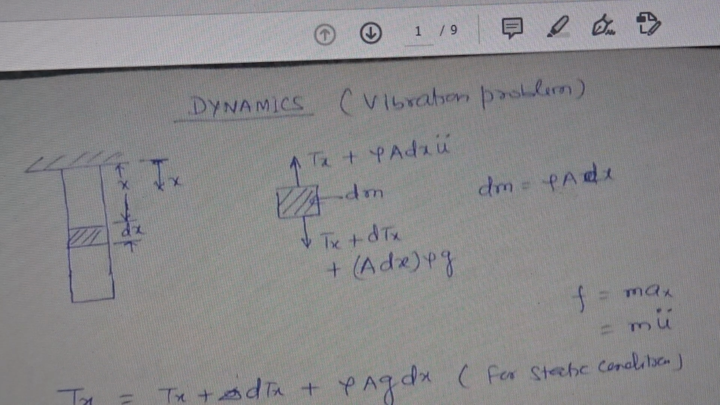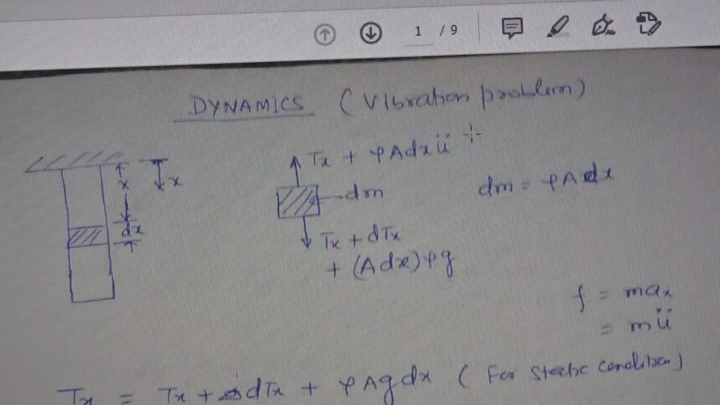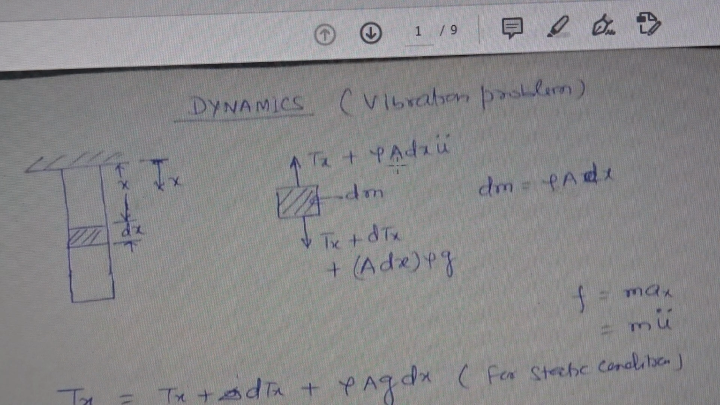So for equilibrium in static conditions, when there is no acceleration present, you can write simply Tx is equal to Tx plus dTx plus rho A g dx, and dTx by dx is equal to rho A g. Already it is explained how to find the stiffness matrix in the static conditions. For the dynamic conditions, an extra force, that is the inertia force, will be considered.